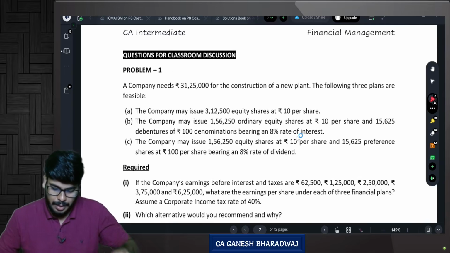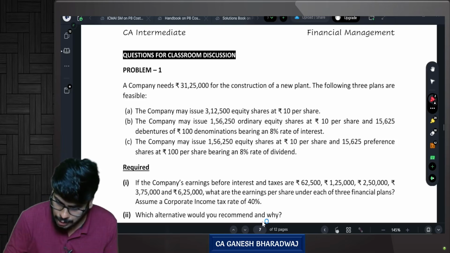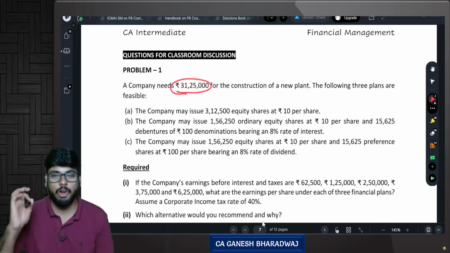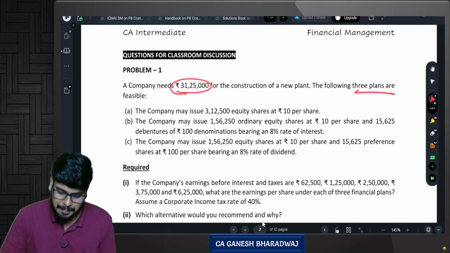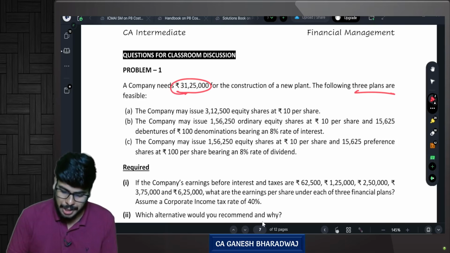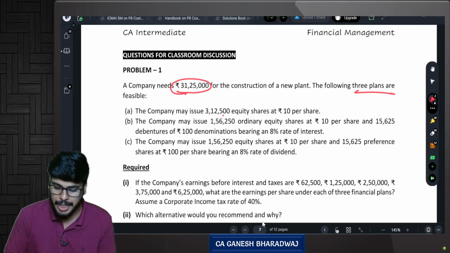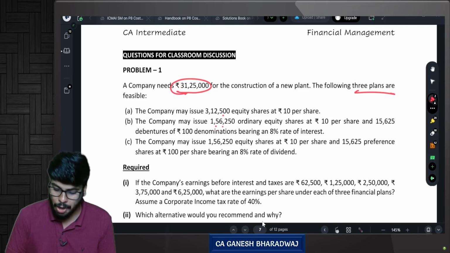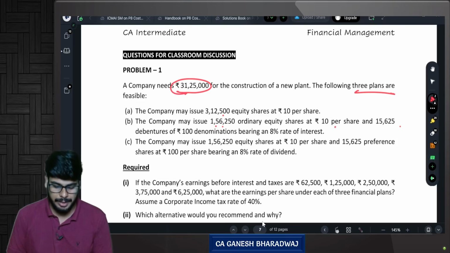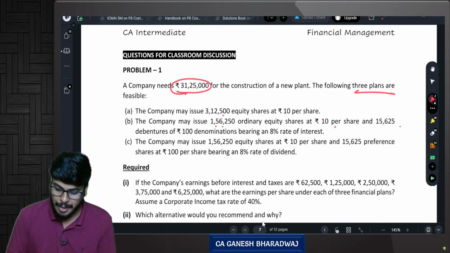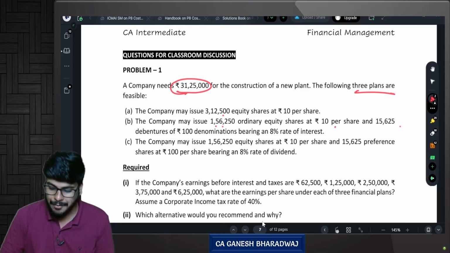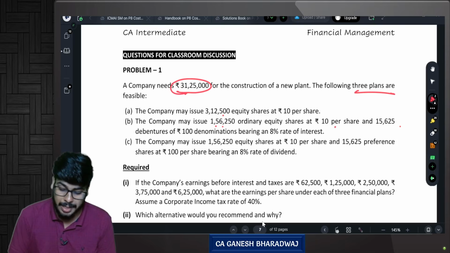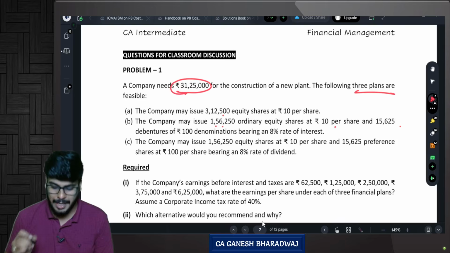Now, a company needs 31,25,000 rupees for construction of a new plant. The following three plans are feasible. The company may issue 3,12,500 equity shares of 10 rupees per share, or the company may issue 1,56,250 ordinary equity shares at 10 rupees per share and 15,625 debentures of 100 rupees denomination bearing an interest rate of 8%. Or third alternative, the company may issue 1,56,250 equity shares of 10 and 15,625 preference shares of 100 each bearing a dividend of 8%, right?